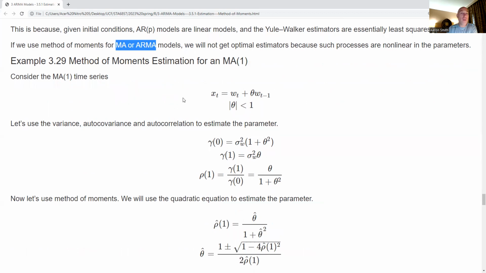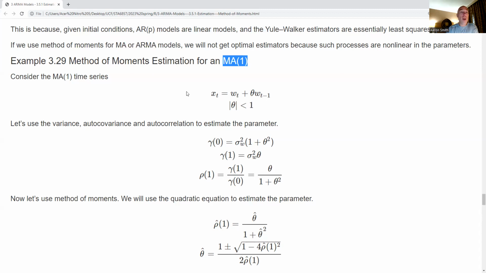let's go ahead and run through an example with a moving average 1 model. Now, this is as simple of a non-autoregressive model as we could come up with, a moving average 1. I mean, that's as simple as it could be, but we're going to see that some things can go off the rails with method of moments. Usually in real life, when it goes off the rails, either I have a poor model for the situation I'm in, or I have very limited data. My experience is it's usually very limited data.